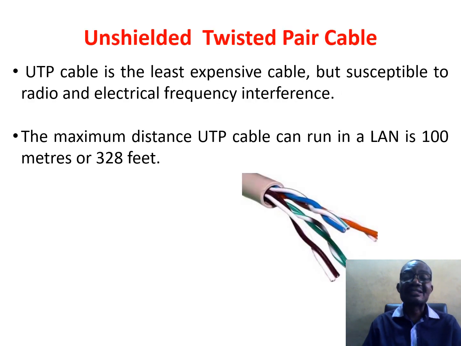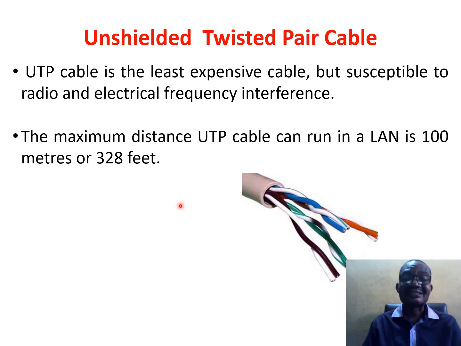We have the unshielded twisted pair cable. The unshielded twisted pair cable, which we call UTP cable, is the least expensive cable, but it's usually susceptible to radio and electrical frequency interference, because it's not shielded.